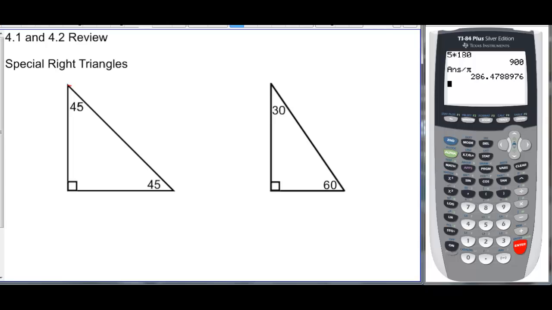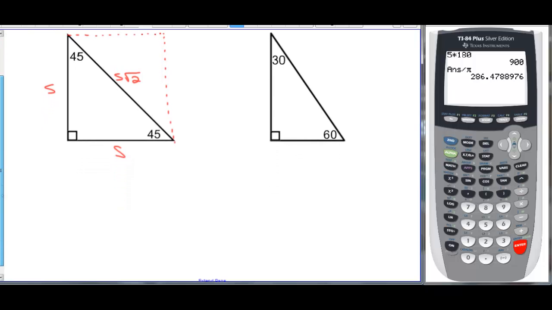With the 45, 45, 90, we really start with a square. And so that would be side, side. By doing some Pythagorean theorem, we have side times the square root of 2. That would be the hypotenuse. Now you should be able to answer any question about a 45-degree angle. In other words, if you wanted the tangent of 45 degrees, that's equal to 1. Side divided by side is 1, or 1 divided by 1.